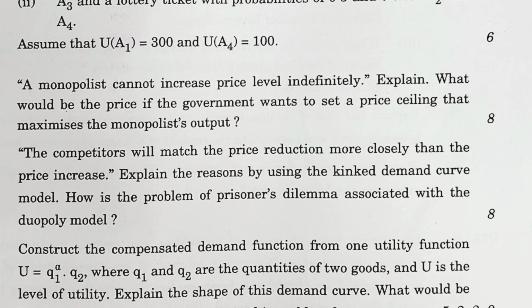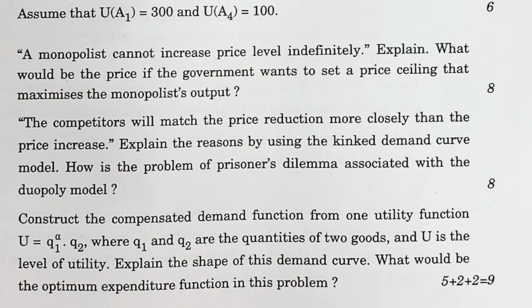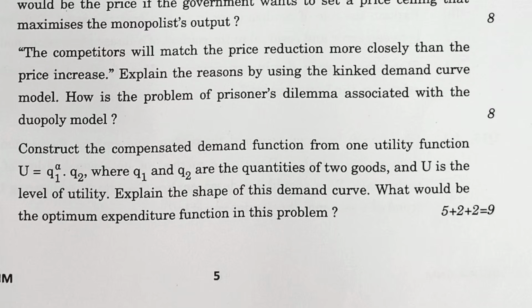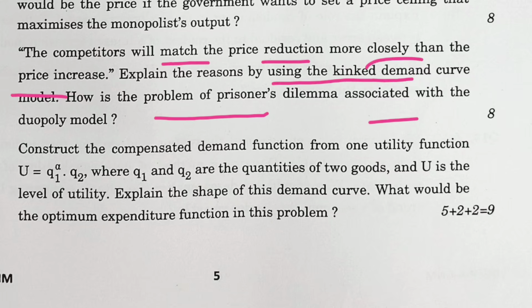Then the question is about a monopolist cannot increase price indefinitely. Explain what would be the price if the government wants to set a price ceiling that maximizes the monopolist's output. So then we have another question, that is the competitors will match the price reduction more closely than the price increase. So this question is about the kinked demand curve. How is the problem of prisoner's dilemma associated with the duopoly model?